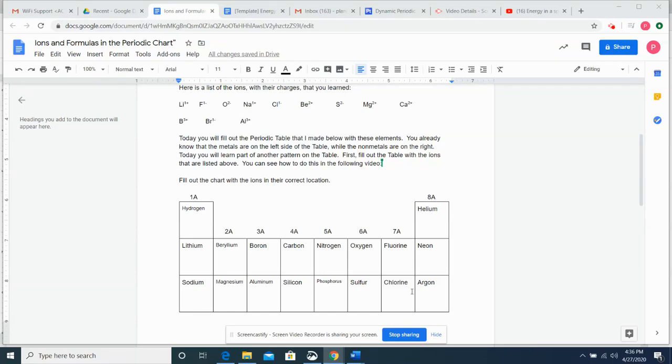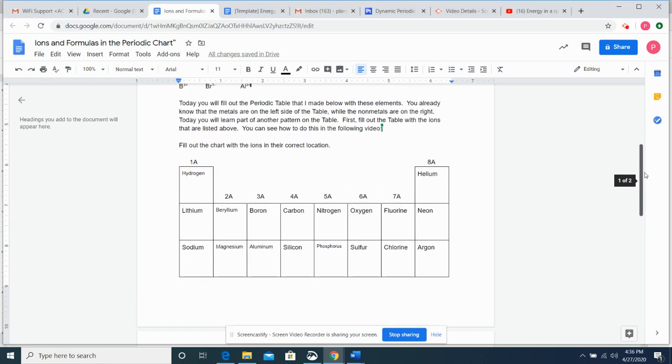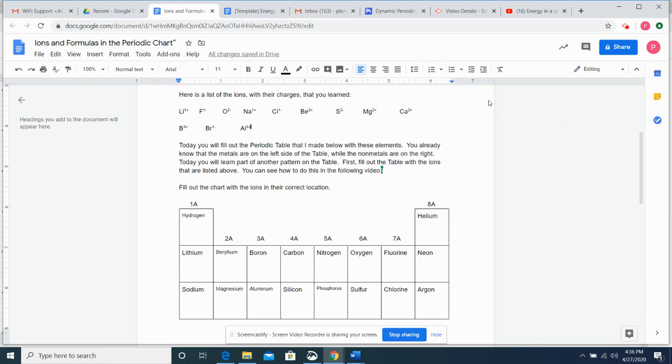Hello, one of the things in your assignment for today is to look at this periodic chart that I drew on your assignment. And you are just going to fill out that periodic chart with the ions that belong with each element, okay? And so you're going to look here and let's say hydrogen, hydrogen is not here at the top, so we don't have to fill that one out.